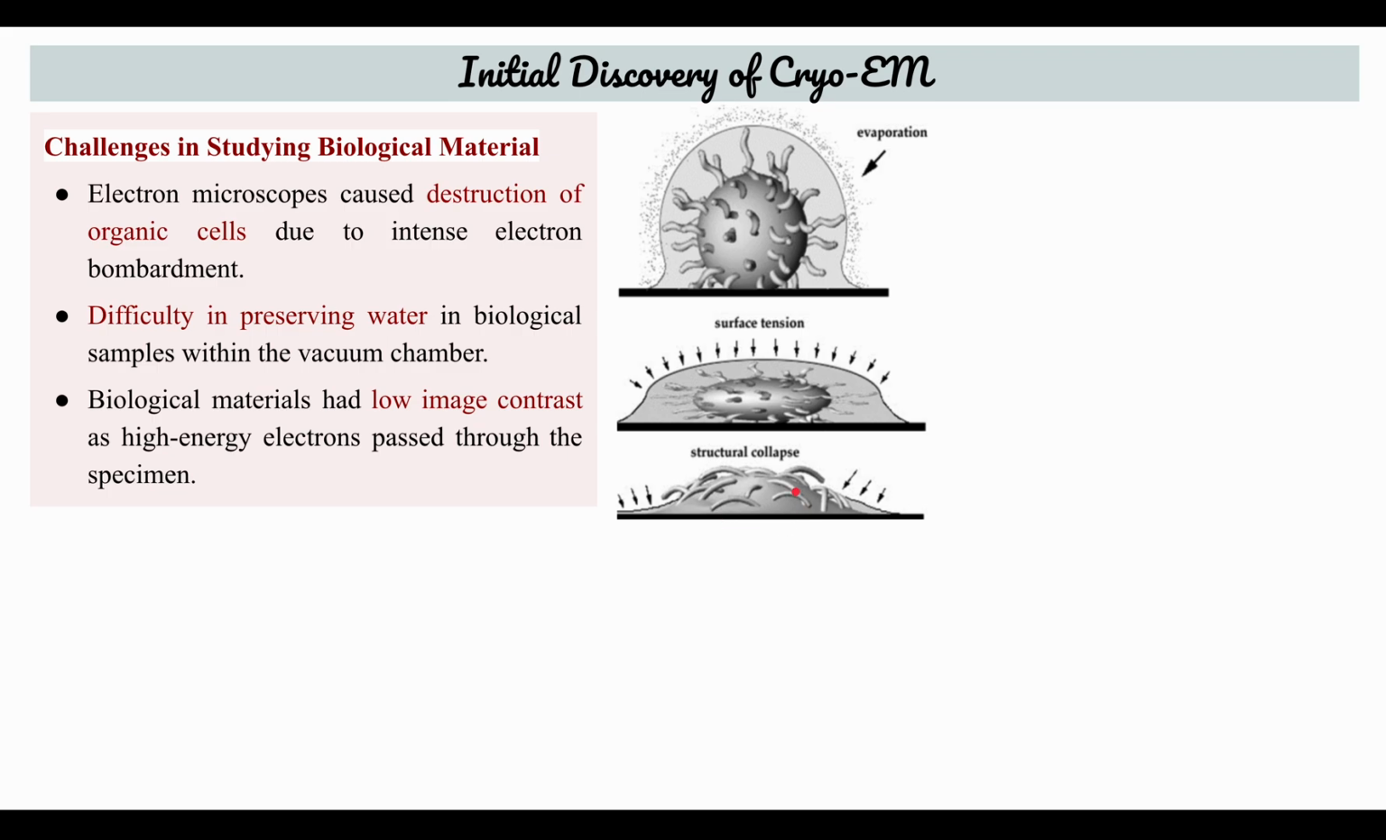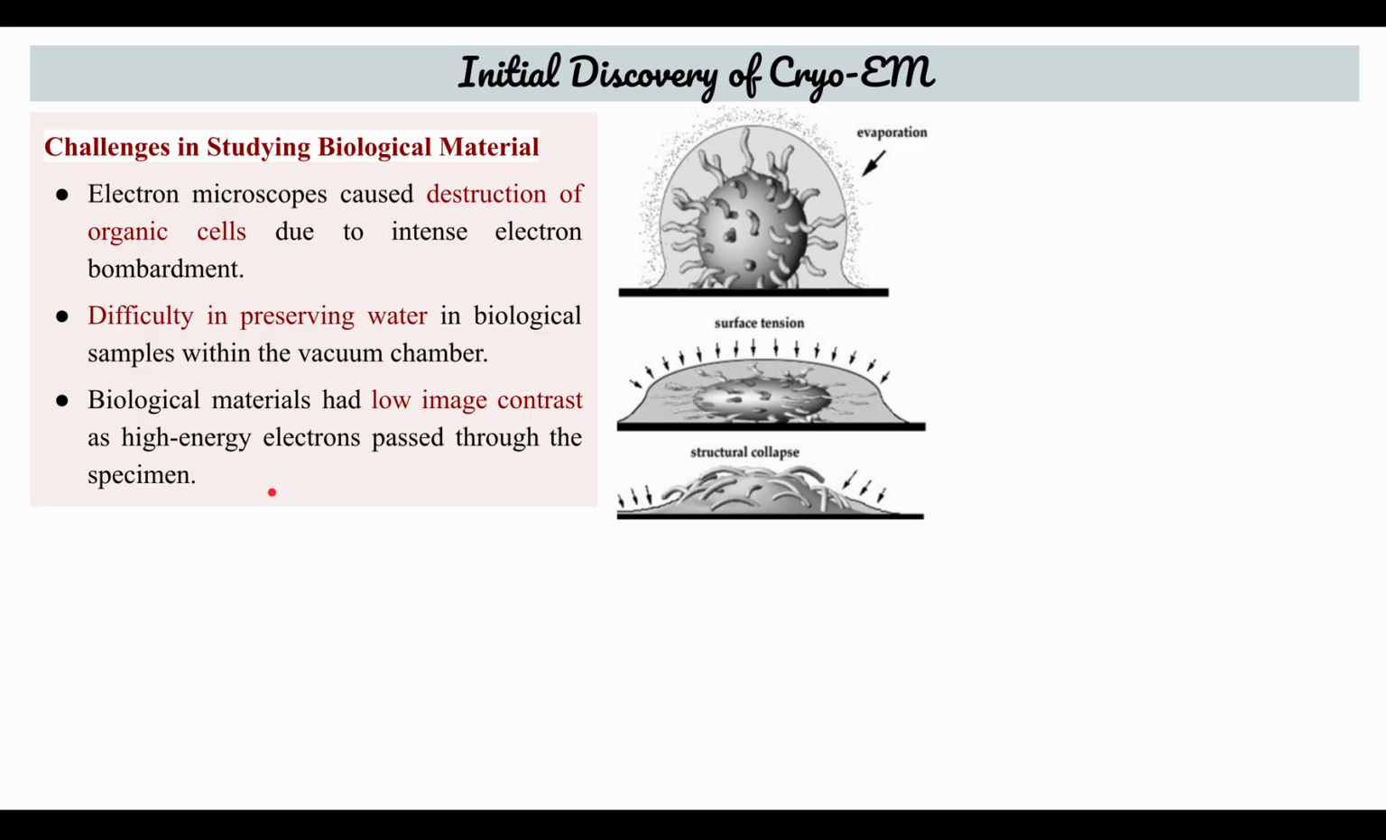So that is the limitation. Because we need to maintain the vacuum condition, we have to do this. Due to this, there will be destruction of these organic cells, because there are intense electron bombardments. There is also difficulty in preserving the water in biological samples within the vacuum chamber. And biological materials have low image contrast as the high energy electrons pass through the specimen. So these are some of the challenges.